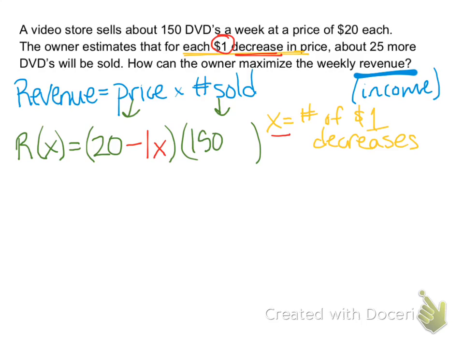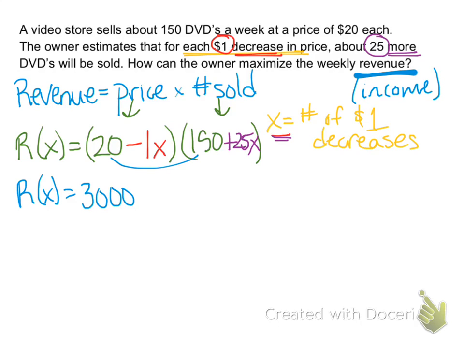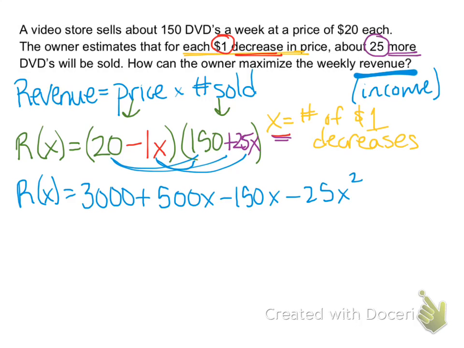And each time we decrease the price, we're selling more DVDs. So we're adding to the number sold. How many? Well, we're adding 25 every time we decrease the price. So plus 25x. So now we're going to multiply this together using the familiar FOIL model. And we get 3,000 plus 500x minus 150x plus 25x squared.